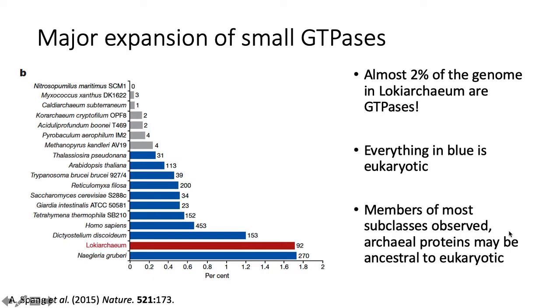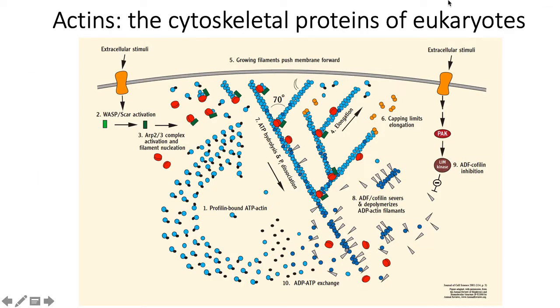And it's possible that these authors determined that the small GTPases in Lokiarchaeum are actually ancestral to eukaryotic small GTPases. But that was not proven. Okay, so what about actins? Actins are the cytoskeletal proteins of eukaryotic cells.